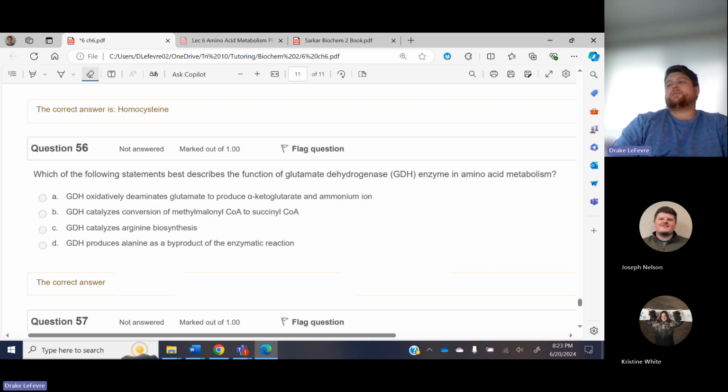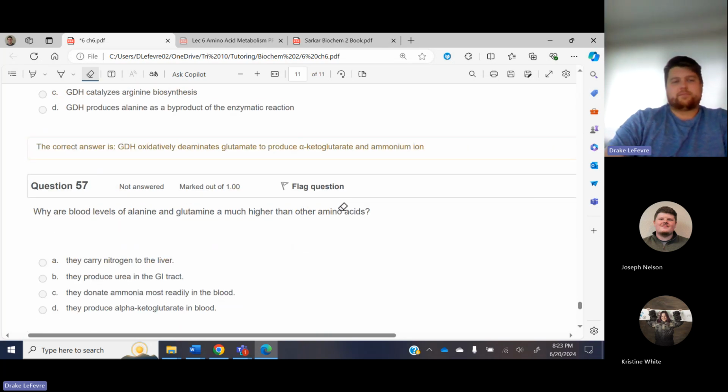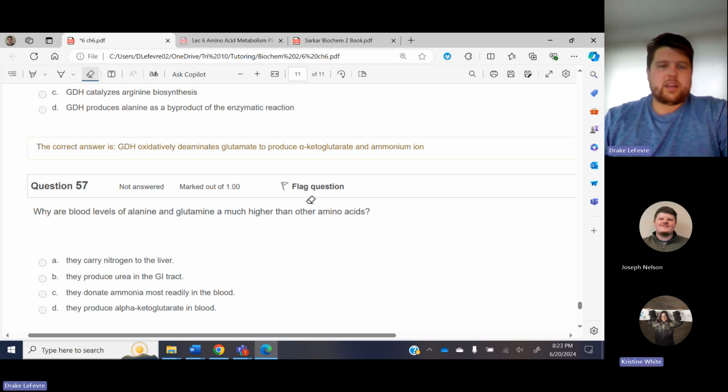Which of the following statements best describes the function of glutamate dehydrogenase, GDH, enzyme in amino acid metabolism? And we've already essentially answered this question multiple times. It oxidatively deaminates glutamate. So we've had 3 or 4 or 5 questions about that now specifically. Probably in some form like this is going to be on the test.